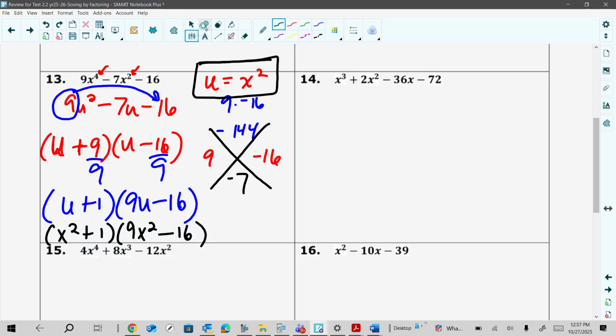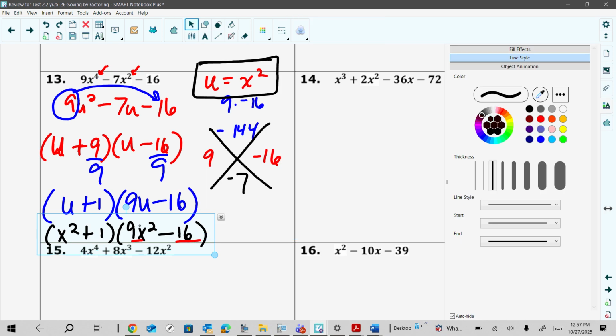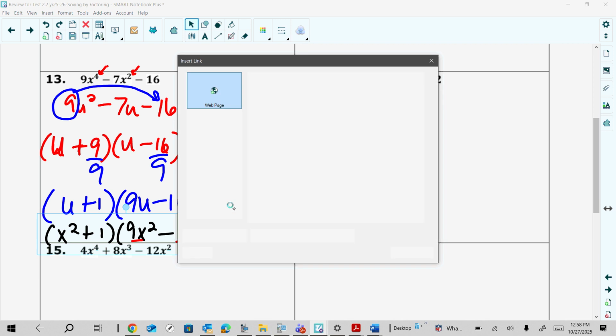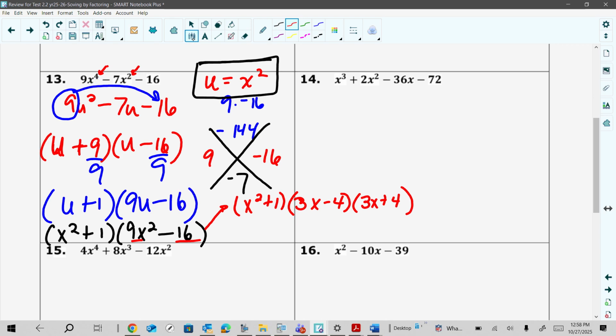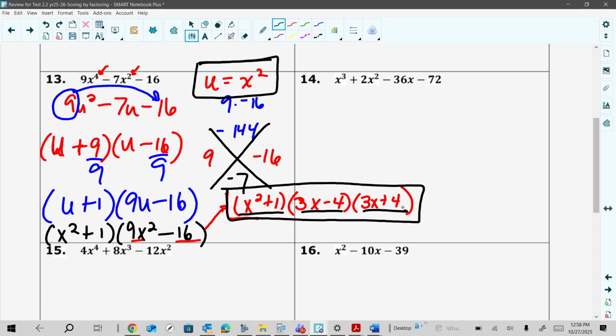So when I get to here, guys, this right here is a difference of squares. Because 9x squared is a perfect square, and so is 16, so I have one extra step. So getting the x squared plus 1, and now I'm going to do 3x minus 4 and 3x plus 4. So there's actually 3 total groupings here. There's the x squared plus 1, the 3x minus 4, and the 3x plus 4. There's 3 factors.